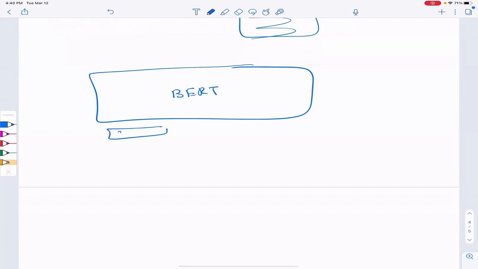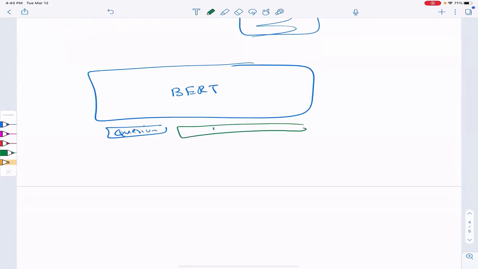I'm going to have the question as the input, and I'm going to have the passage as the second input. Obviously, there's a separator between the two. There's a CLS token at the beginning. BERT translates every token to a vector in my output. So I'm going to have several output vectors with respect to my question, and several vectors of outputs for every word in my passage.